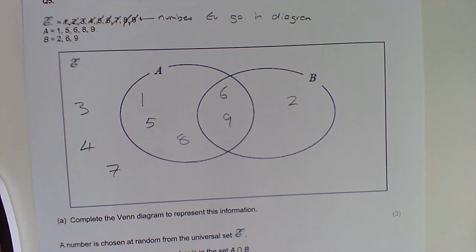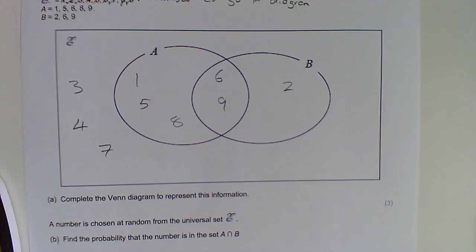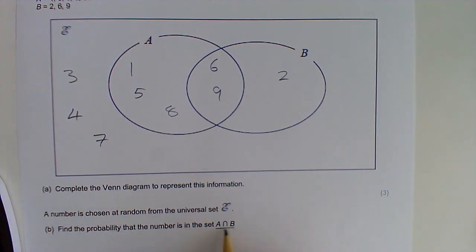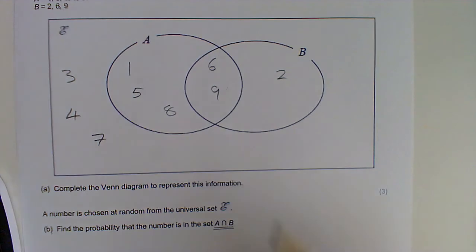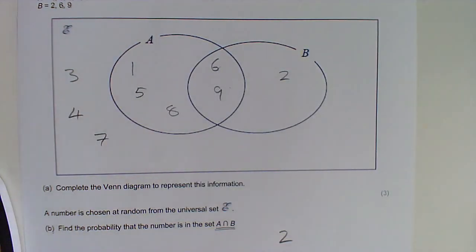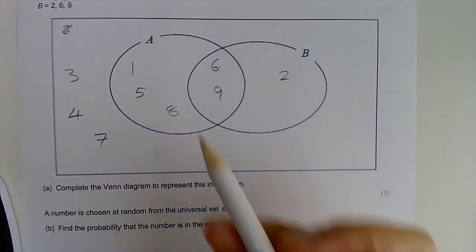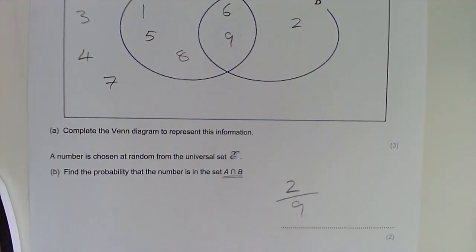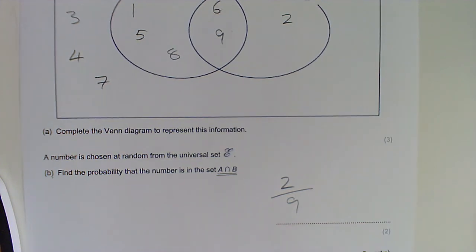Okay, so that's your diagram completed for 3 marks. Dead easy that. Find the probability that a number is in the set A and B. A and B, that means there. How many numbers are in the intersection? Well, there's 2 of them. How many numbers are in the diagram? 9, because we've got 1, 2, 3, 4, 5, 6, 7, 8, 9. So your answer there is just 2 out of 9. That's it. Well done if you got that one right.